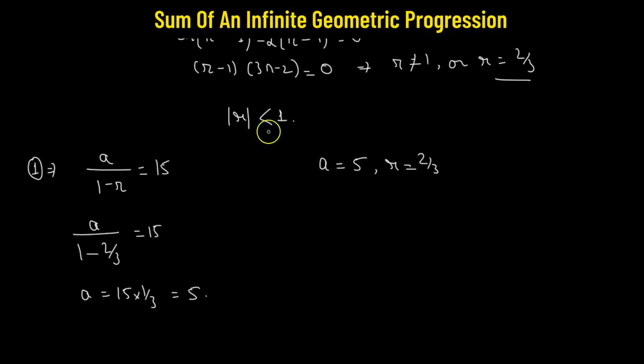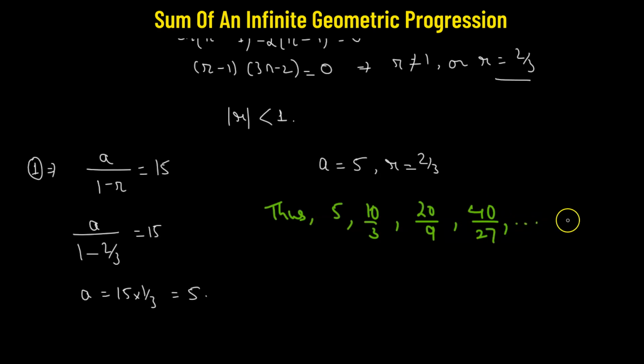Now we can easily define our geometric progression. Thus, the geometric progression will be: the first term is 5, the next term will be 5 multiplied by 2 over 3, so that's 10 over 3. Then we have 10 over 3 multiplied by 2 over 3, so that becomes 20 over 9. Then 20 over 9 multiplied by 2 over 3 is 40 over 27. So this is going to be the required GP.